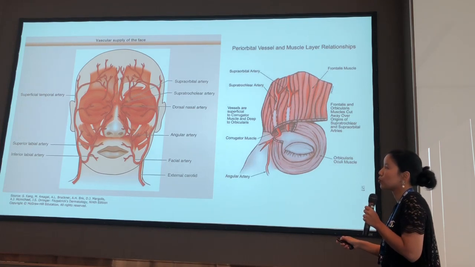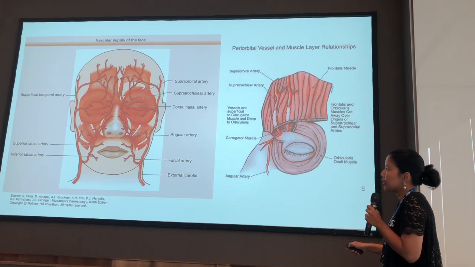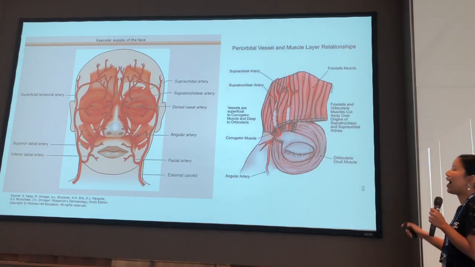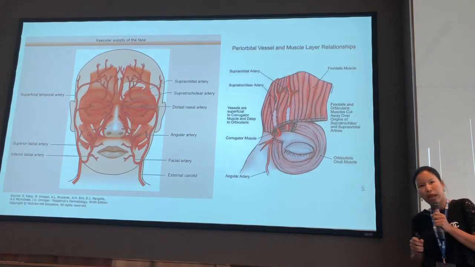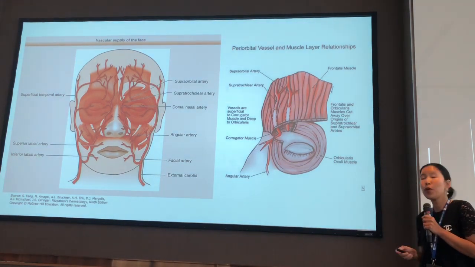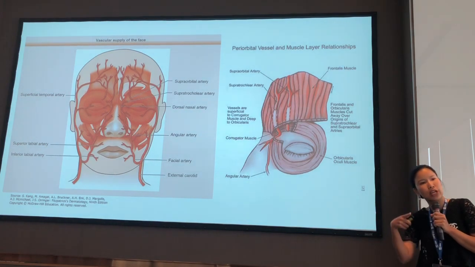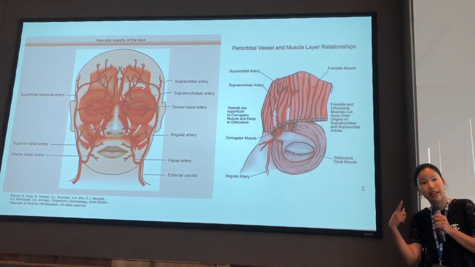So, keep the scheme in mind. Remember here: supratrochlear, supraorbital, the frontal branch of the superficial temporal artery. And you can see here the angular artery and the dorsal nasal artery. They are all connected. And look at this picture. In general, I think you have been trained that normally to inject the forehead, you have to inject on the bone. That's the safer area, right?